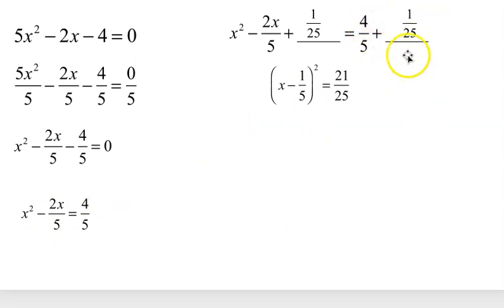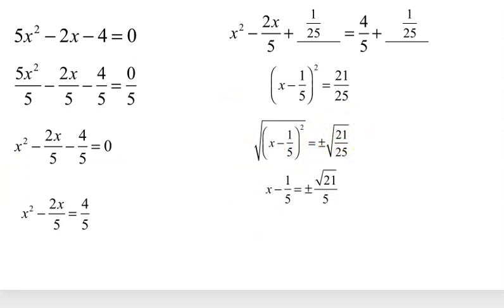4/5 plus 1/25, that's 20/25 plus 1/25 is 21/25. Square root of both sides. Do not forget to take the plus or minus. So square root that side equals plus or minus square root that side. So we have x minus a fifth is plus or minus root 21 over root 25, but root 25 is just 5. Then I can add 1/5 to both sides. So we'll get x is 1/5 plus or minus root 21 over 5.